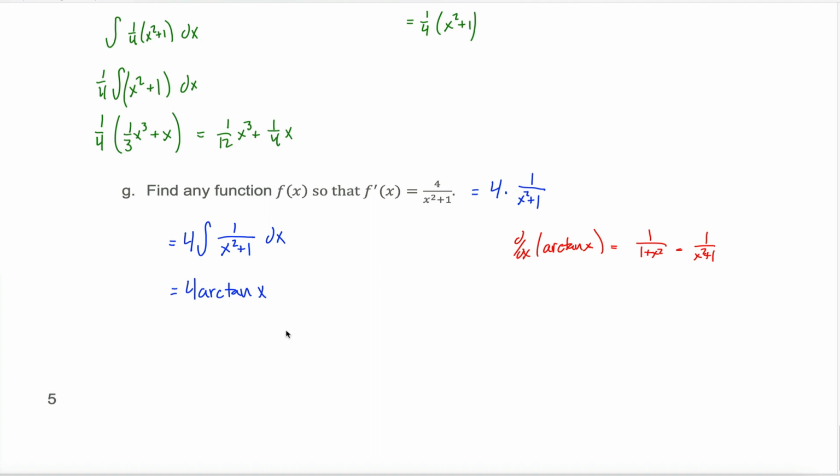If we're looking for the antiderivative, we tack on a plus c, but we're not. We're looking for any function, so we're just looking for an antiderivative, so we're done right here.